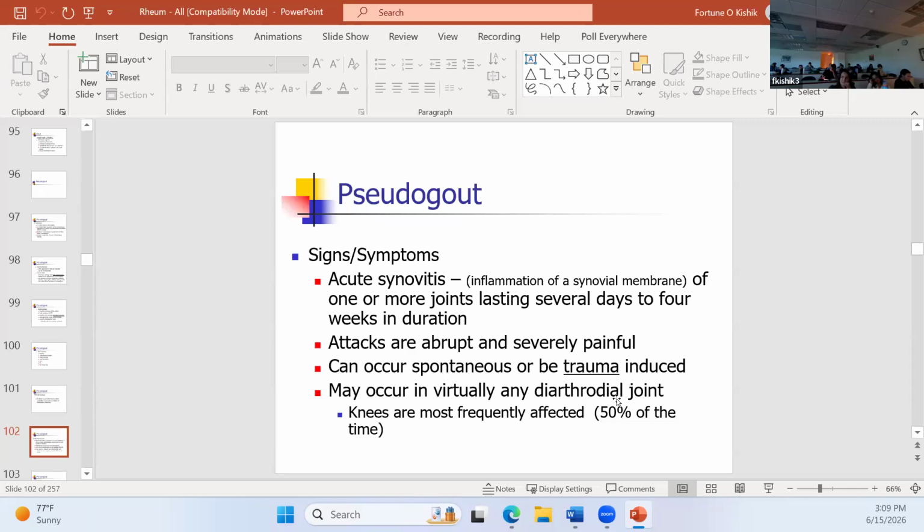are leaning more towards pseudogout. They're going to tell you that, hey, this is a 68-year-old male, 70-year-old male, who comes into your office complaining of bilateral knee joint pain, denies any mechanism of injury, denies any fall, and so forth and so forth.